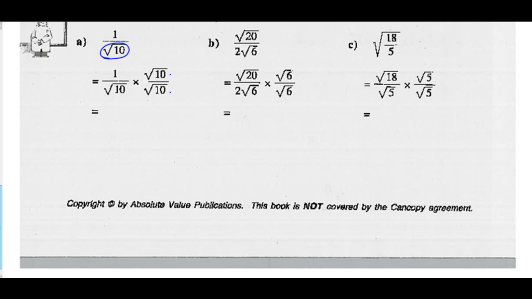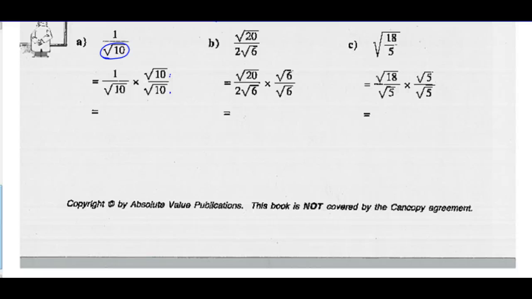How can I do that? Well, what is radical 10 divided by radical 10? That has a value of 1. So if I multiply anything by a value of 1, the value stays the same. So we're going to change the way this thing looks, but we're going to keep the value the same. We're multiplying by a form of 1. Radical 10 over radical 10 has a value of 1. It's just taking a different form.